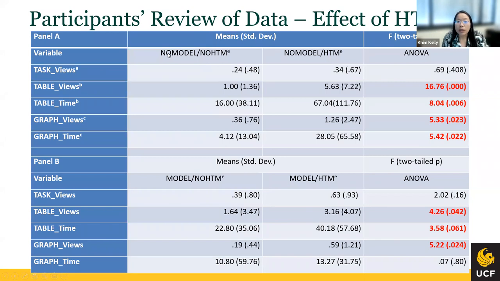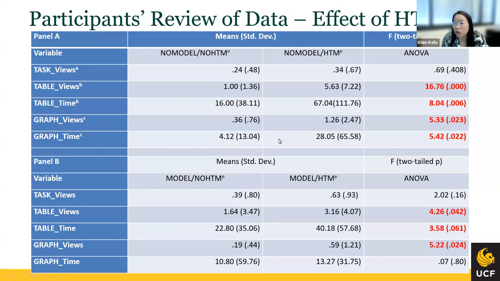First, we looked at the no model conditions, and we see what happens when people had no model and you encourage them to do HTM. So you're comparing basically across two columns. And what you will notice is that the HTM, as we expected, increases the number of times people look at the data, whether it's the number of times they click the data or the number of seconds that they actually spend on the page. And this is as we expected.